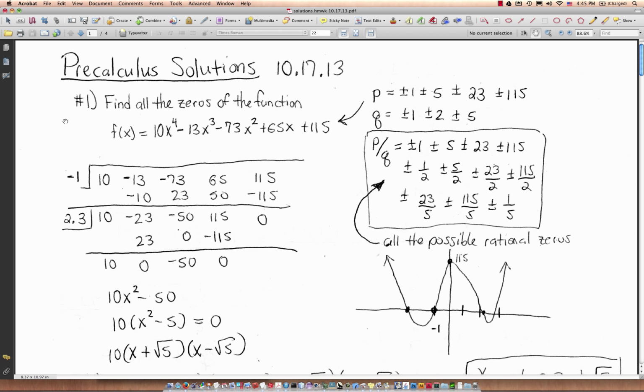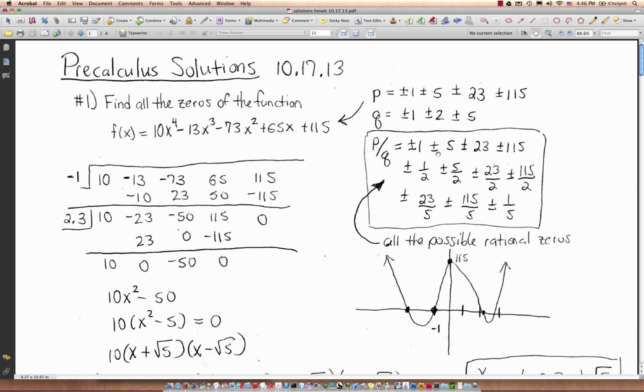Okay, so number one was to find all the zeros of the given function, 10x to the fourth minus 13x cubed minus 73x squared plus 65x plus 115. So the very first thing that you would do on a test or a quiz to do this correctly is you would first form your ratios, find all your p-values, which are the divisors of the final number, and all of your q-values, which are the divisors of the first number. And actually, I noticed right here, I'm missing one. I should also have a plus or minus 10 also. So this is not a complete list, but for right now, it's good enough.